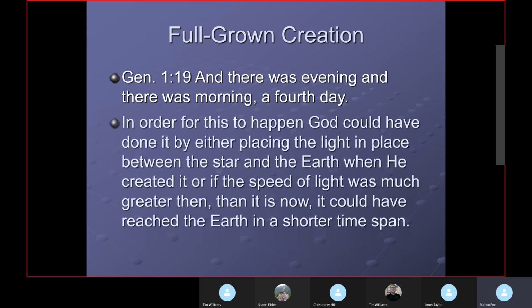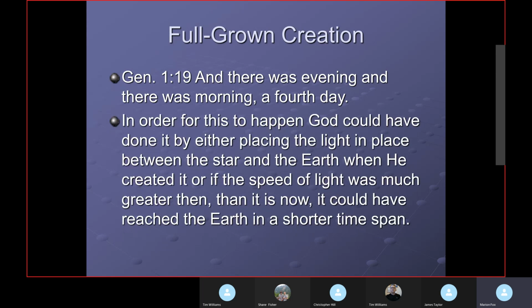In order for this to happen, God could have done it by either placing the light in place between the star and the earth when he created it, or if the speed of light was much greater then than it is now, it could have reached the earth in a shorter time span. We have several possibilities. Now, what we run into is we're going to deal with these possibilities here in just a few minutes in this lesson. But we have the problem with it.